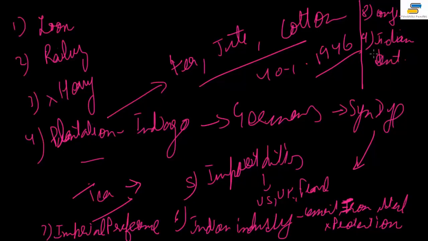ये नहीं कि industrialist तो ब्रिटिशर की जाके support करते थे, but the point is that Britishers did not let them grow because they supported India. ठीक है. So this was another problem of economy in India.